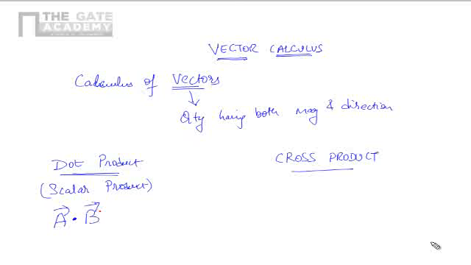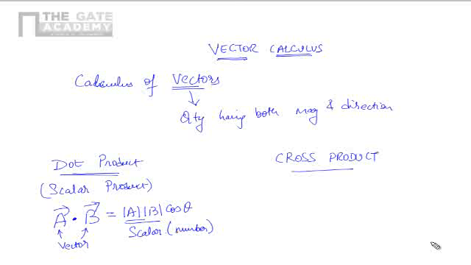Now why are we interested in doing this? If you go by the formula, it is mod A mod B cos theta. A is a vector, B is a vector, whereas the result is a scalar. Please remember it. That means it's a number. A and B are not numbers, A and B are vectors, whereas the result is a scalar.